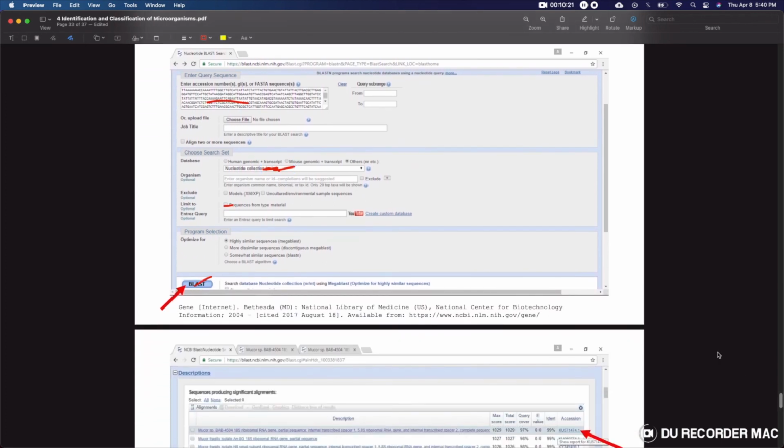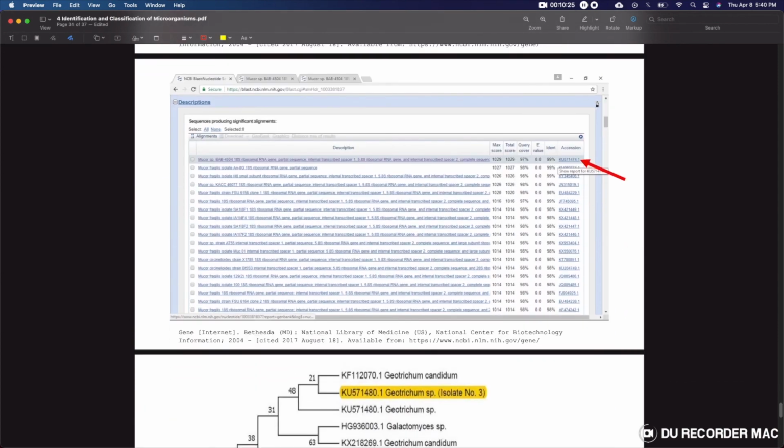After clicking BLAST, you can also tick here, highly similar sequences. This is what it will show you. Something like this, but it's improved now. It has a different look to it, the interface. You can click the accession number and look at the percent identity right there.